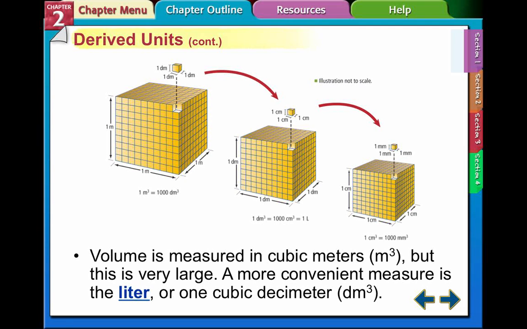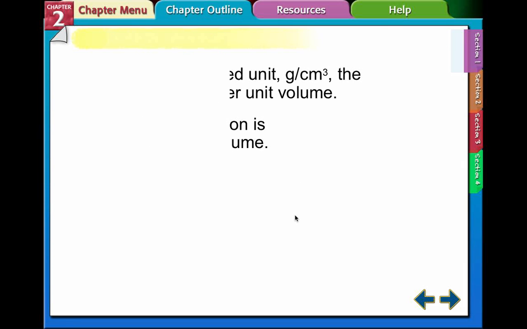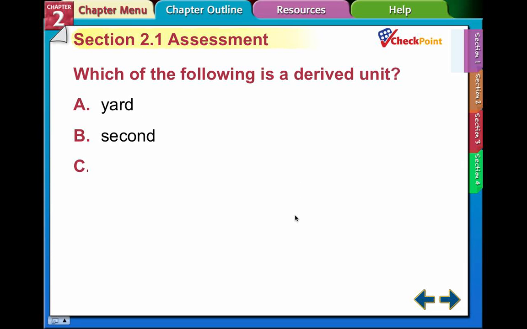Okay, usually meters. So the volume is measured in cubic meters, or sometimes you can do it in centimeters, but this is very large. A more convenient measurement is a liter, or 1 cubic decimeter. So length times width times height gives you volume. Another one would be area, length times width. That is also a derived unit. One that we're going to be doing a lab on is density. Density is a derived unit of mass divided by volume. Okay, see if you can answer these questions.